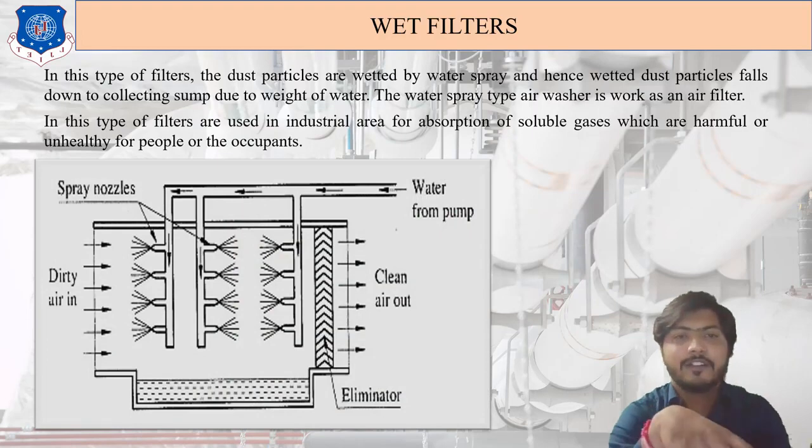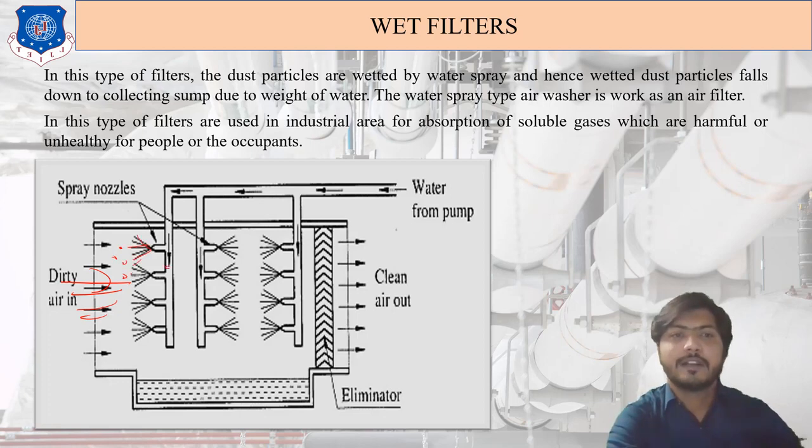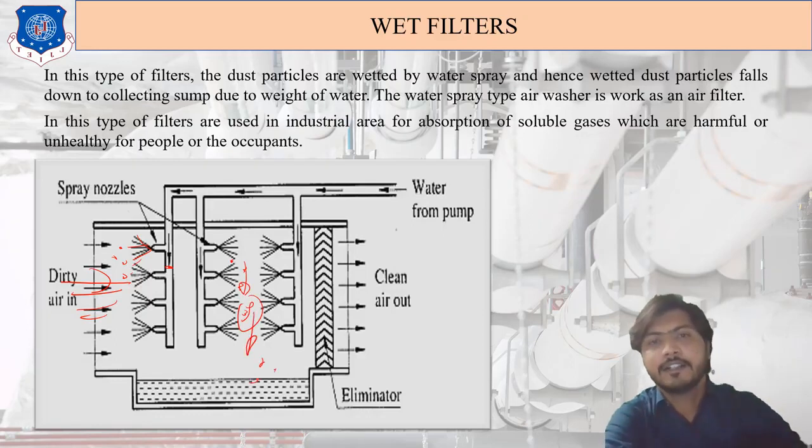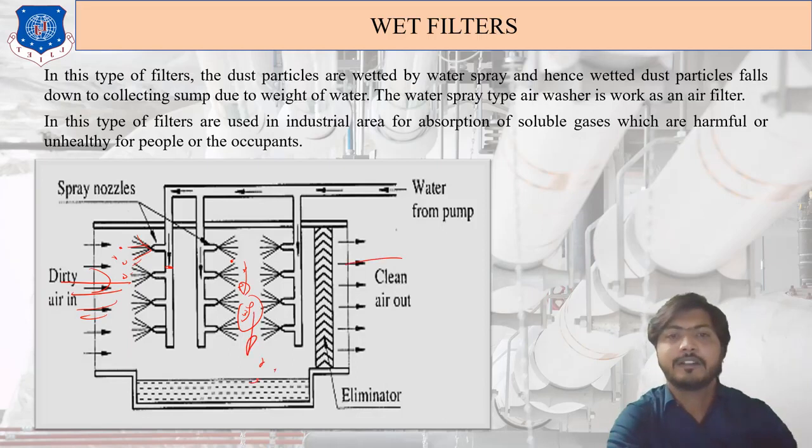This wet filter is nothing but one type of air washer. Dusty air comes into the air washer and water spray is supplied to the dust particles. The dust particles are wetted, so due to the water and high density, or due to gravity, they settle down. The water settles down, and finally we obtain clean air.